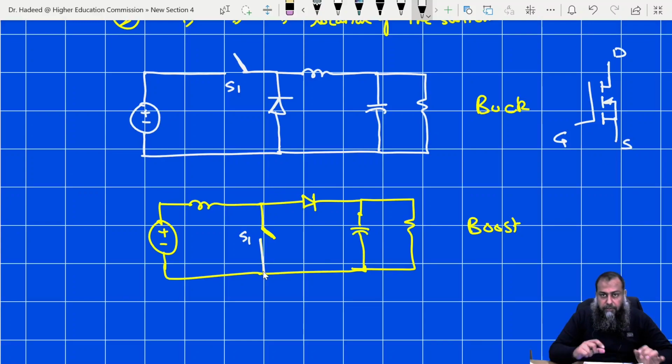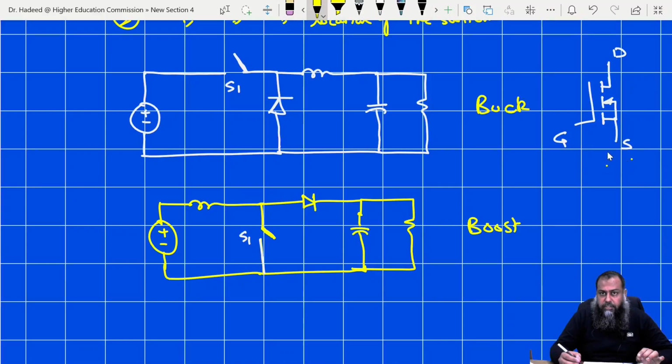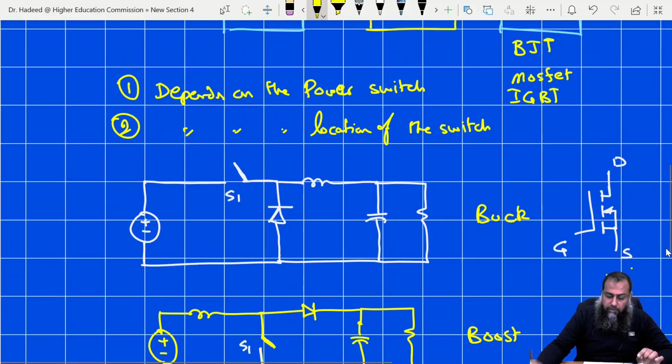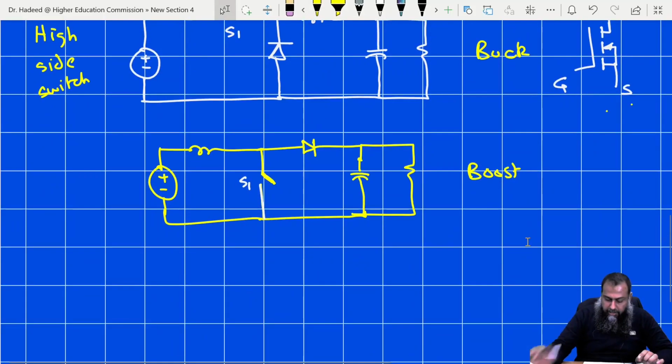So this provides us another classification of a gate driver circuit with respect to the position of the switch that we want to control. All the circuits where the emitter or the source is floating, or not connected with the ground terminal, those types of circuits are known as high side switches. So here we have this high side switch, and here we have a system where we have a low side switch.